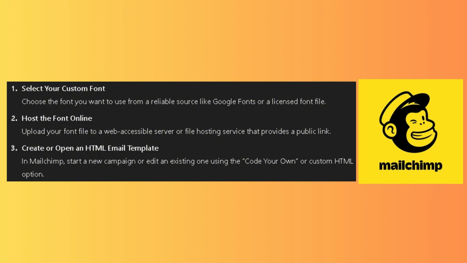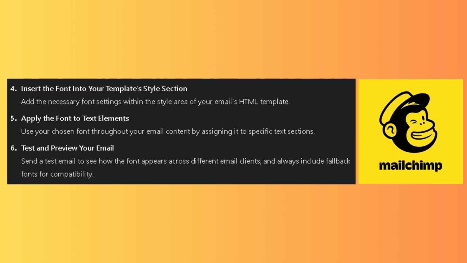Create or open a HTML email template. In Mailchimp, start a new campaign or edit an existing one using the code your own or hit custom HTML option. Insert the font into your custom template style section. Add the necessary font settings within the system area to your email HTML template.